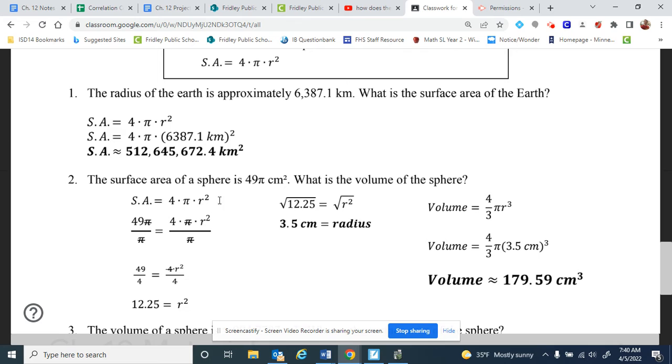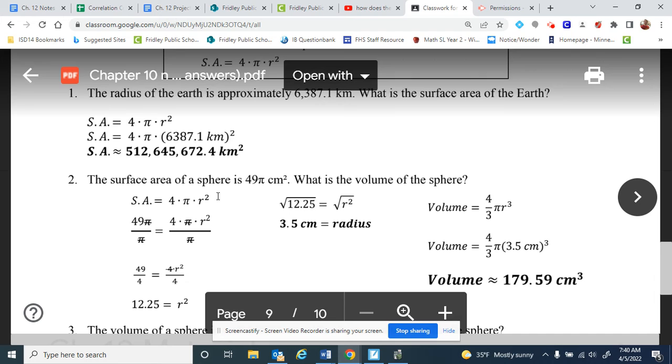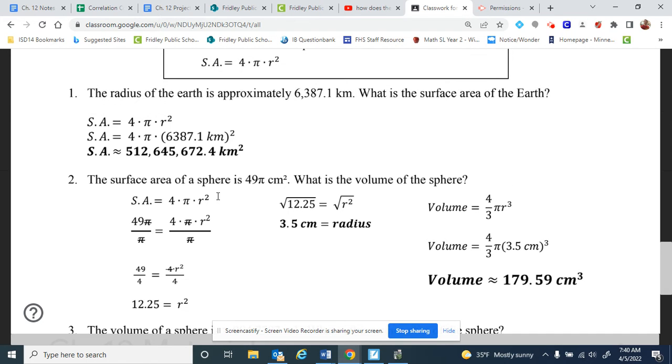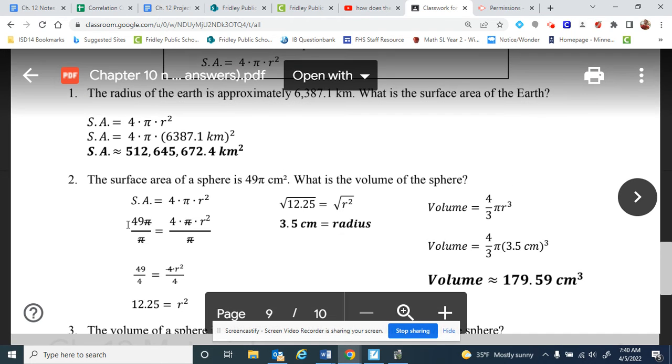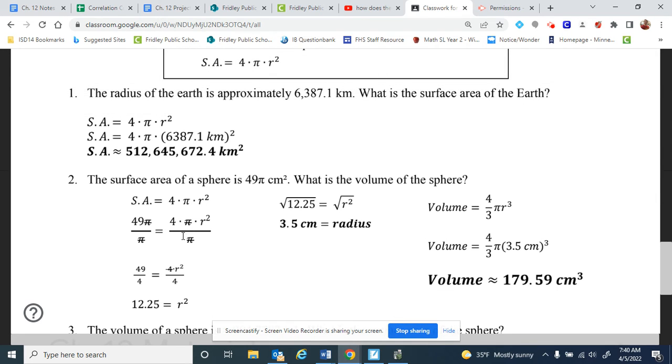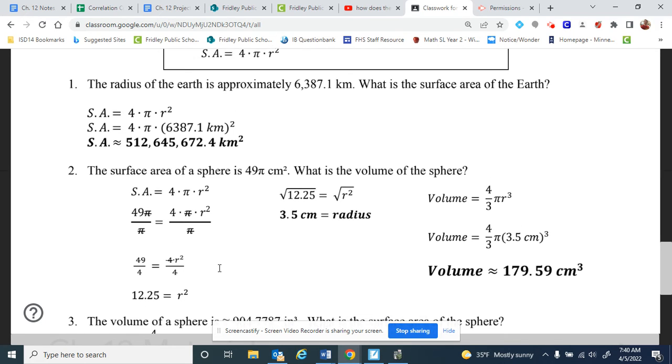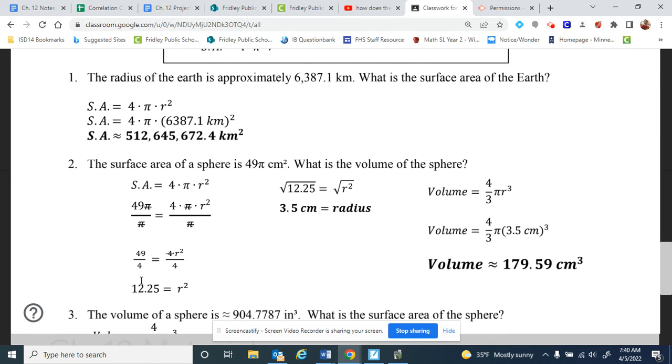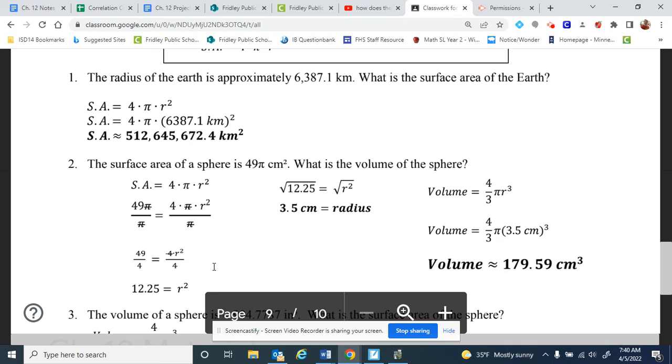So the first thing we're going to do is take the surface area formula, which we have right here, 4 times pi times radius squared, and we're going to set that equal to the surface area, 49 pi. And I see how I have pi on both sides, so I'm going to divide both sides by pi, and they're going to cancel here and cancel here. And then I'll be left with 49 equals 4 times r squared. We want to get r by itself, so I'm going to divide by 4. So 49 divided by 4 is 12 and a quarter. And now I'm left with r squared equals 12.25.